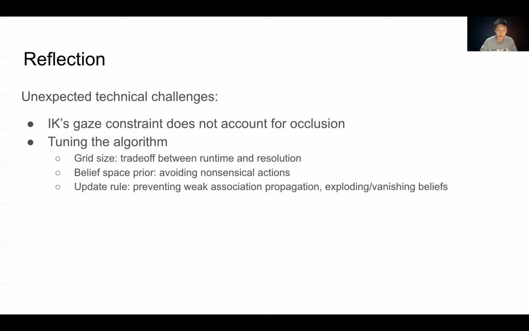Regarding the algorithm, we observed several problems in the initial stages of testing that we tried to address using the following 3 measures. First, to account for the trade-off between runtime and resolution, we adjusted the grid size of our discretization. To avoid nonsensical actions, we adjusted the belief space prior, and to prevent weak association propagation, to avoid having our beliefs explode and vanish, we had to modify our update rule.